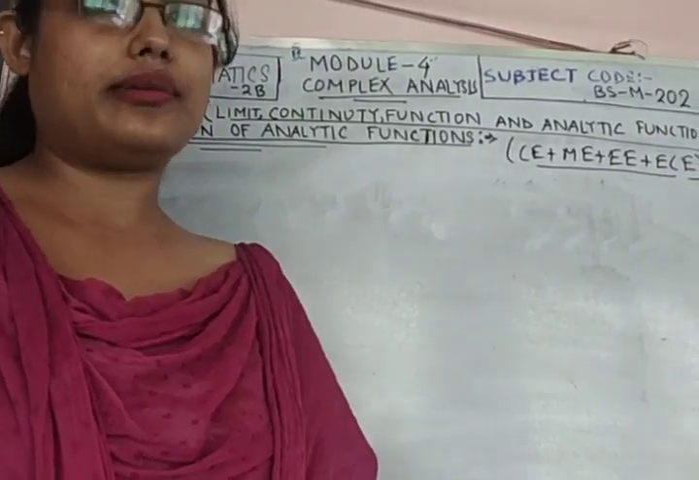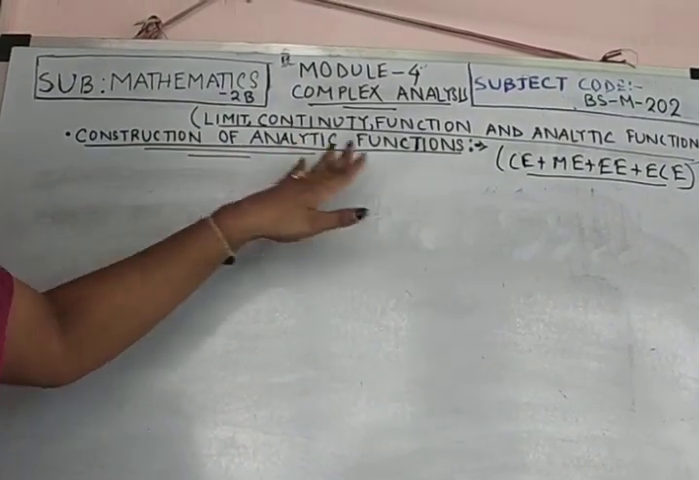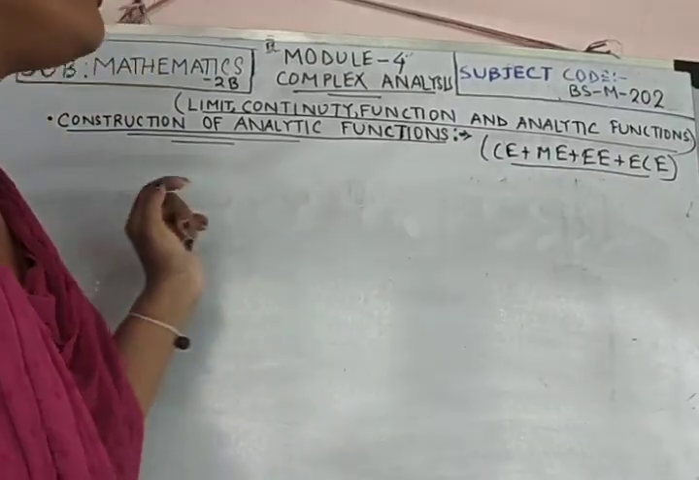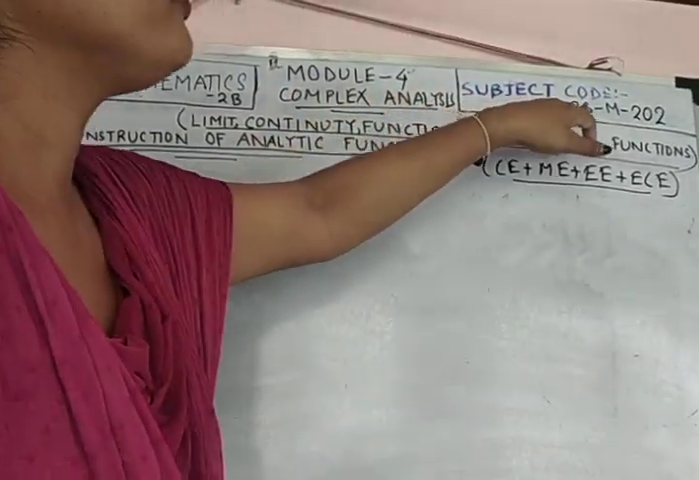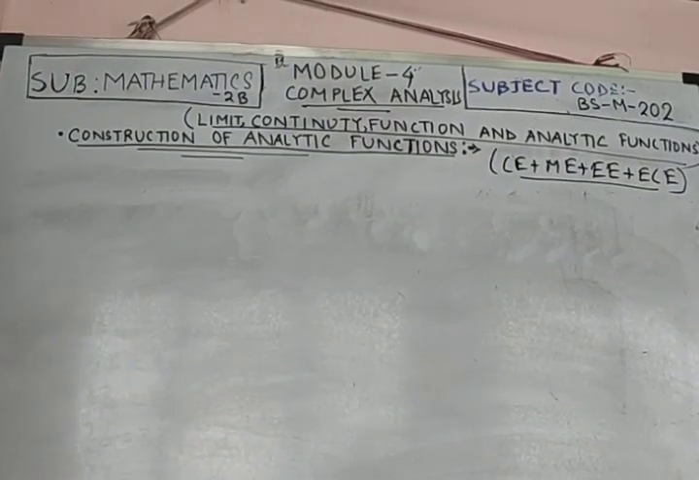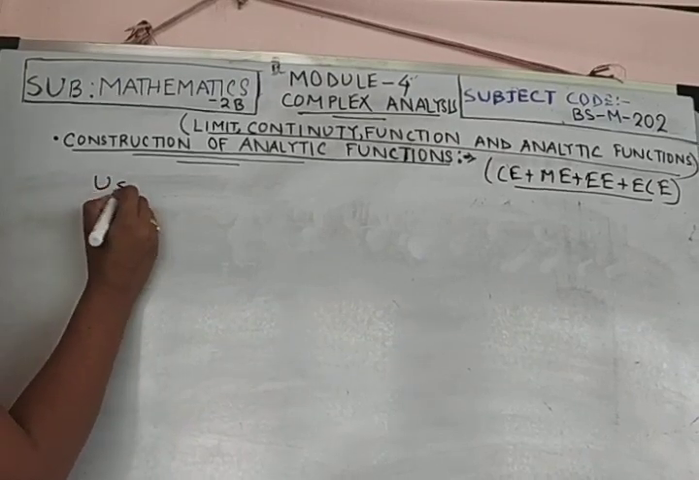Today I am taking a mathematics class. Our topic is construction of analytic function for civil, mechanical, electrical, EC first year, second year students, subject code BSM 202 and Mathematics 2D. Today I will discuss the construction of analytic function using Milne-Thomson method.